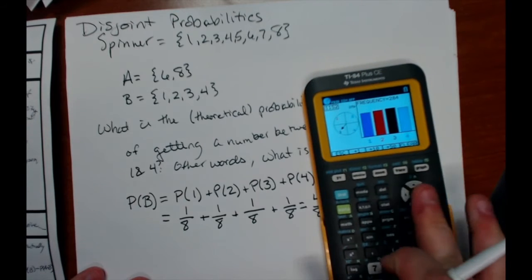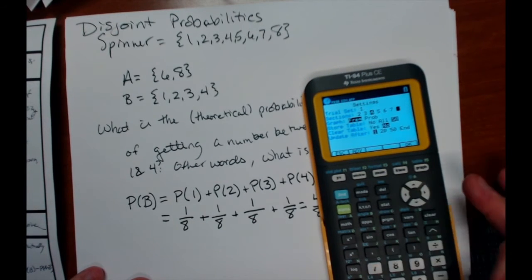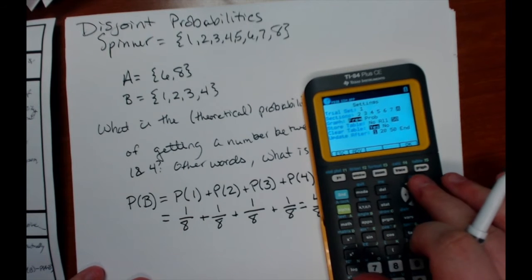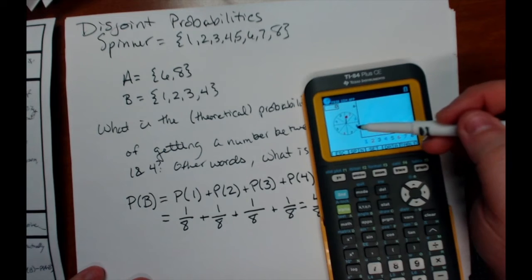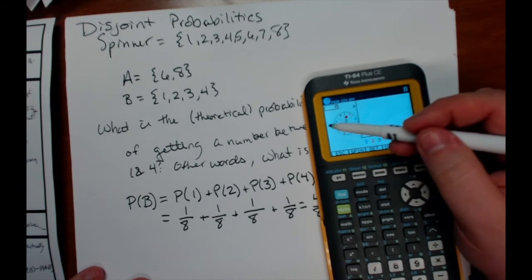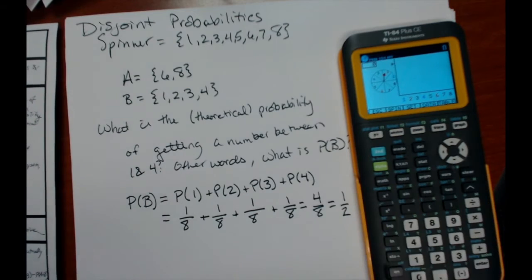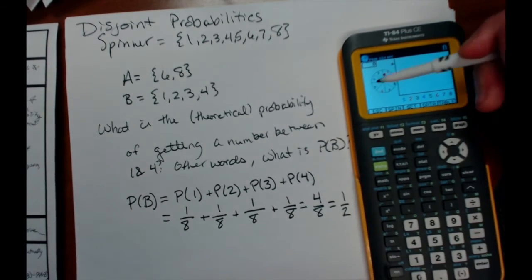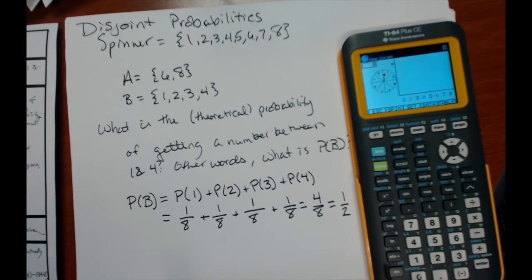And now this kind of matches our intuition, right? Because if we go into our spinner, and now I'm going to increase it to 8 of them, I'm going to clear my data. 1, 2, 3, and 4 is this top half of my spinner. So I would expect that half of the time it's going to land on the top half, and half of the time it'll land on the bottom half.